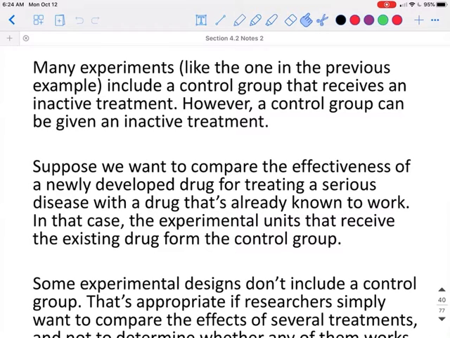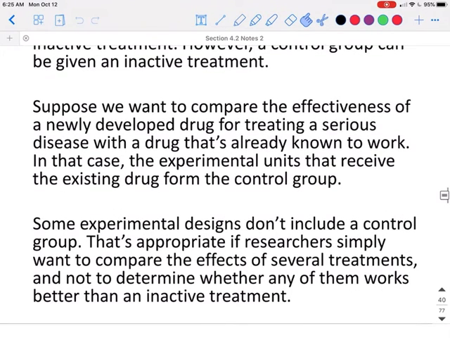Many experiments, like the one in the previous example, include a control group that receives an inactive treatment. However, a control group can be given an active treatment. Suppose that we want to compare the effectiveness of a newly developed drug for treating a serious disease with a drug that's already known to work. In that case, the experimental units that receive the existing drug would be your control group.